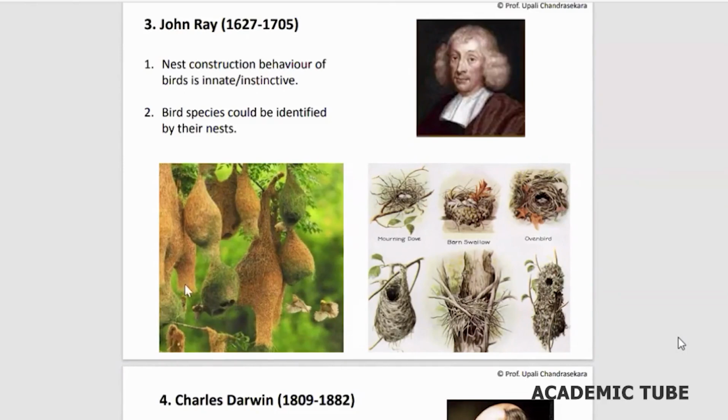And the other thing he observed was that the nest shapes are different among different bird species. Therefore, by looking at the nest shape, the bird species could be identified. Though these things are simple to us today, about 300, 400 years ago, these were huge discoveries.